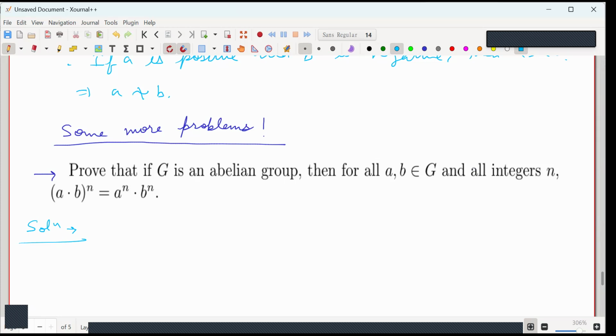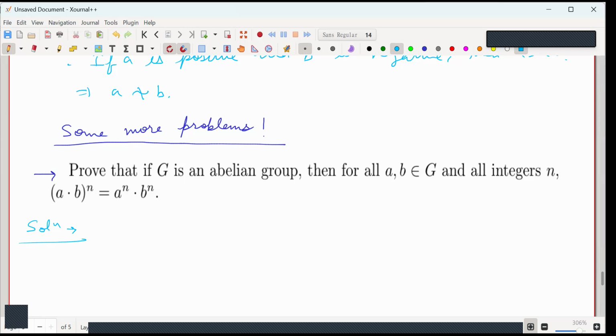(AB)^n is AB times AB, n times, right? And since G is abelian, I can change the order. Then I can get A^n times B^n. That was my idea. Intuitively, you are correct, but there should be some more clarity on this.